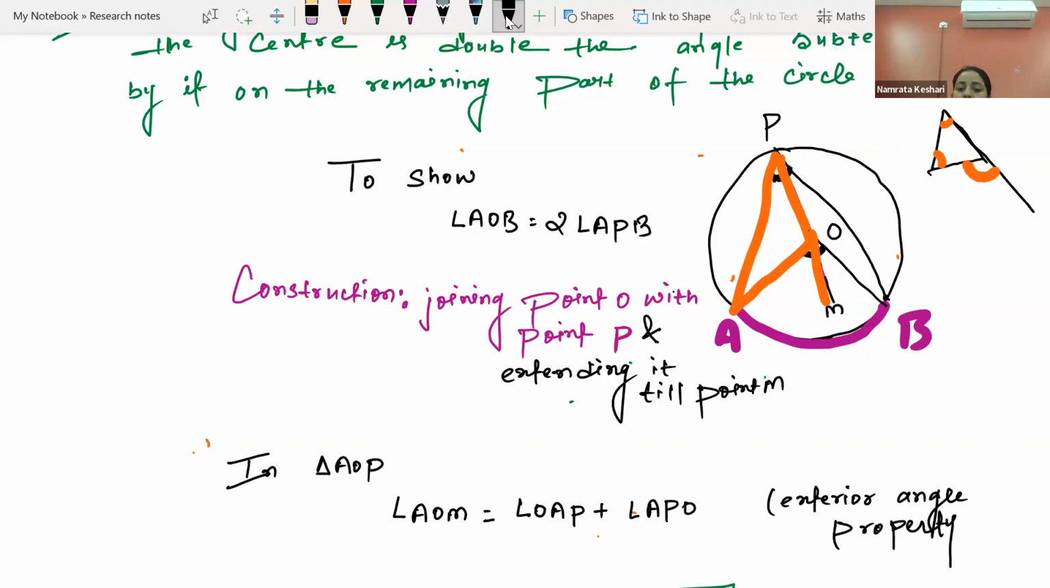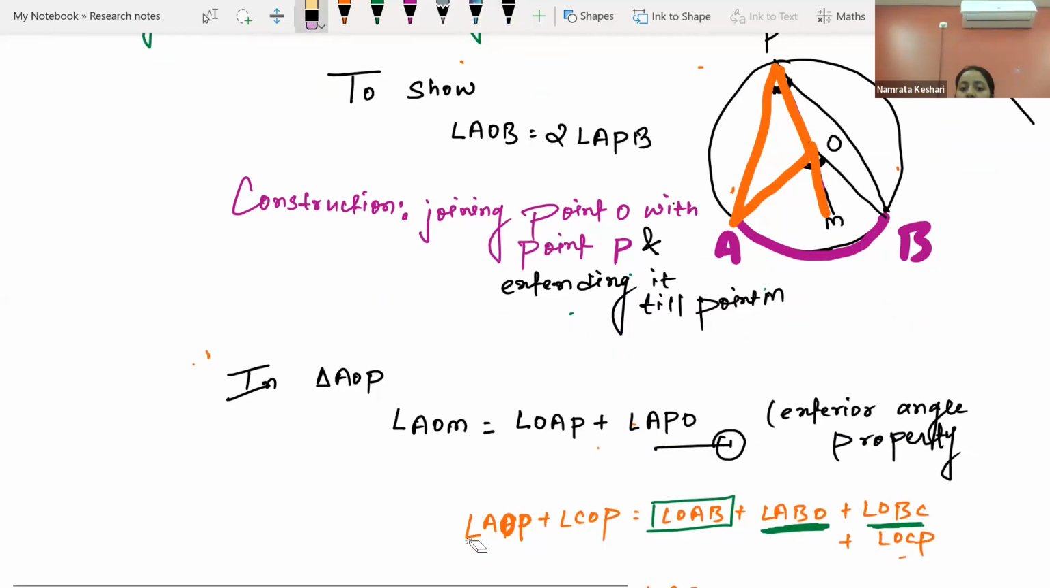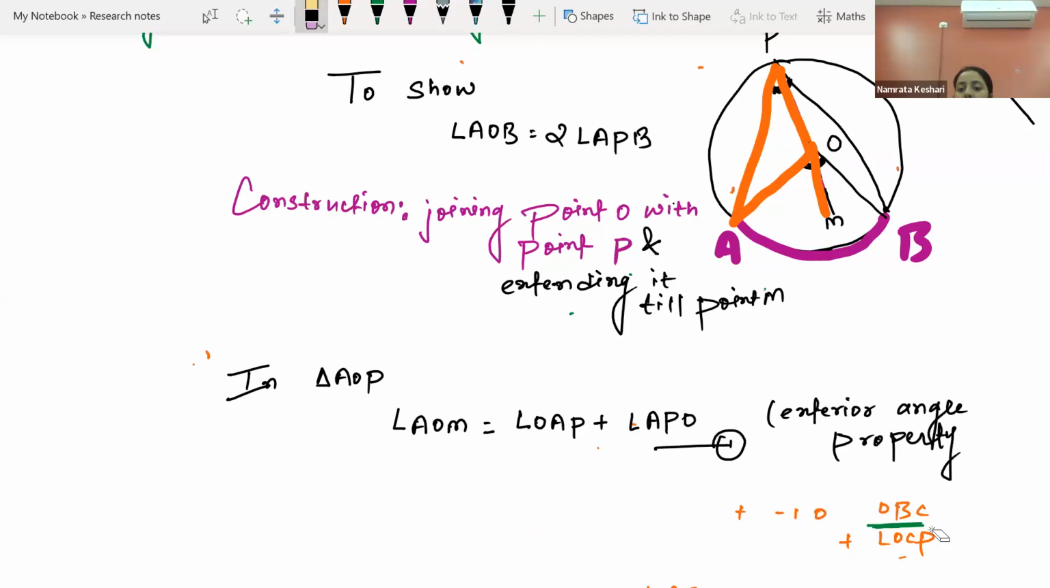Anyone having any doubts so far? Now, the same thing we'll be doing for the other triangle, that is PBO. Okay, let's write the same thing. Similarly, we can write in triangle PBO, the exterior angle is equal to the sum of the opposite interior angles.